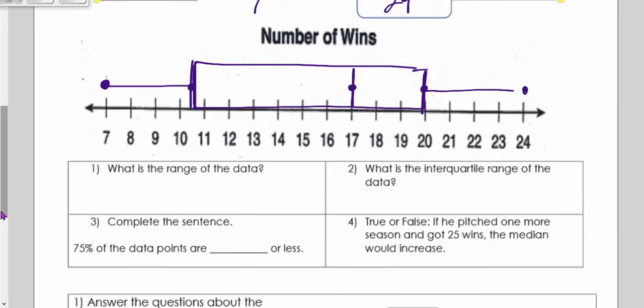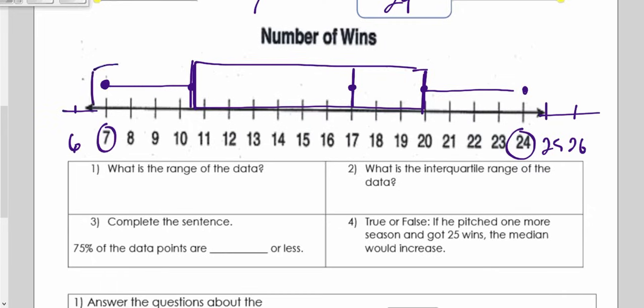All right, what's the range of the data? So that's the biggest minus smallest. That's 24 minus 7. I don't want you to get confused. This graph, the only numbers are going from 7 to 24, but that doesn't have to be the way it is. Like we could extend this graph and it could have the next few numbers on here. But the range is not concerned about the graph. It's talking about these points. The biggest minus smallest, 24 minus 7, which is 17.